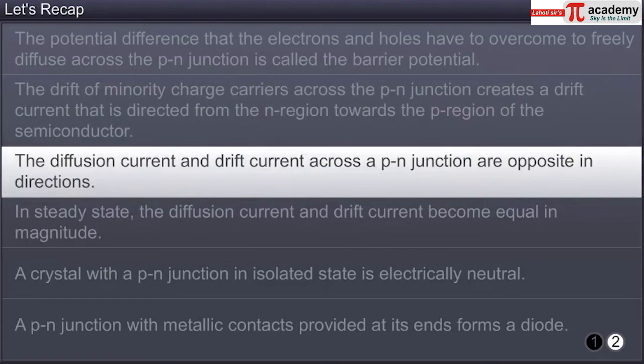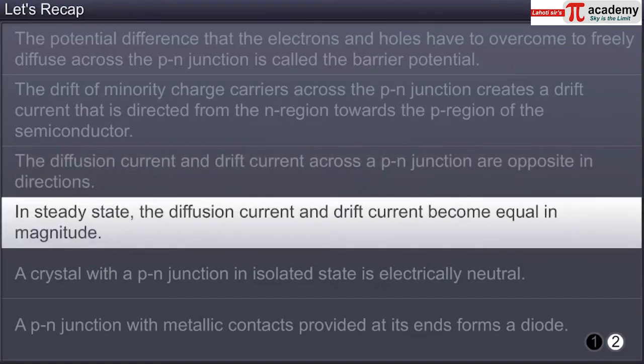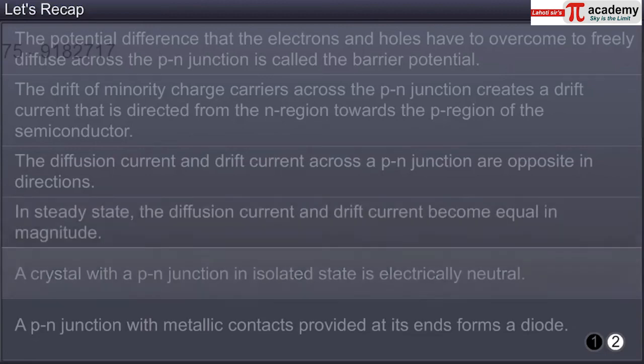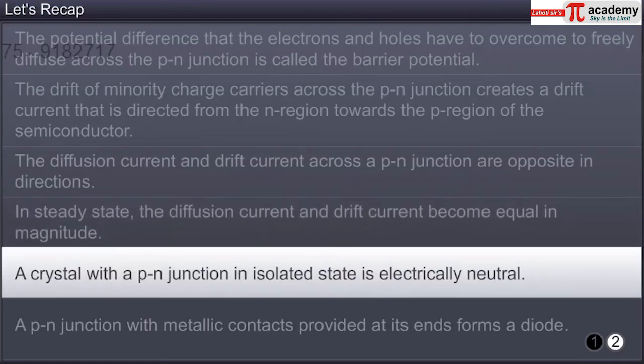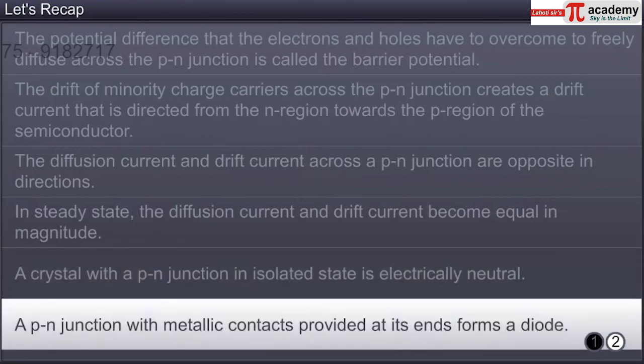The diffusion current and drift current across a p-n junction are opposite in direction. In steady state, the diffusion current and drift current become equal in magnitude. A crystal with a p-n junction in isolated state is electrically neutral. A p-n junction with metallic contacts provided at its ends forms a diode.